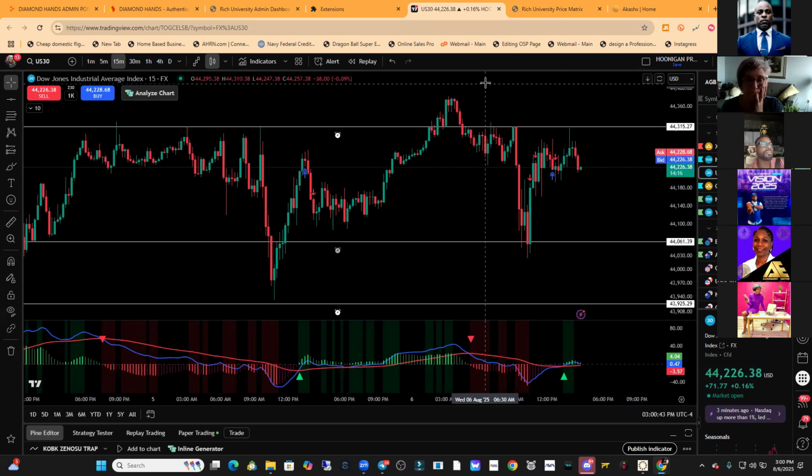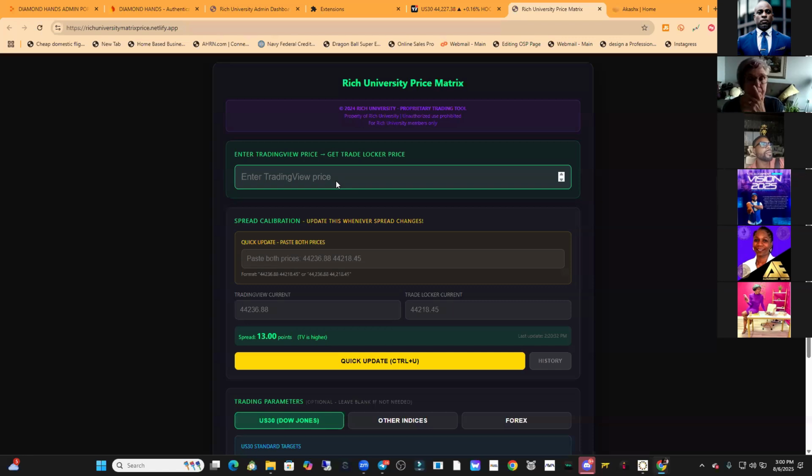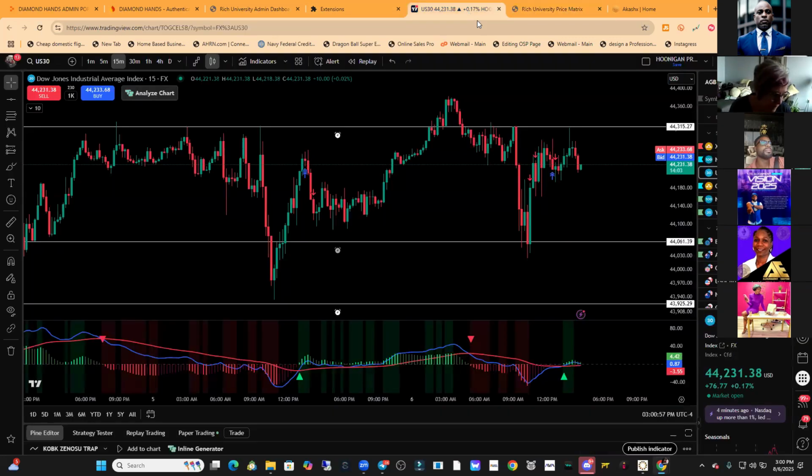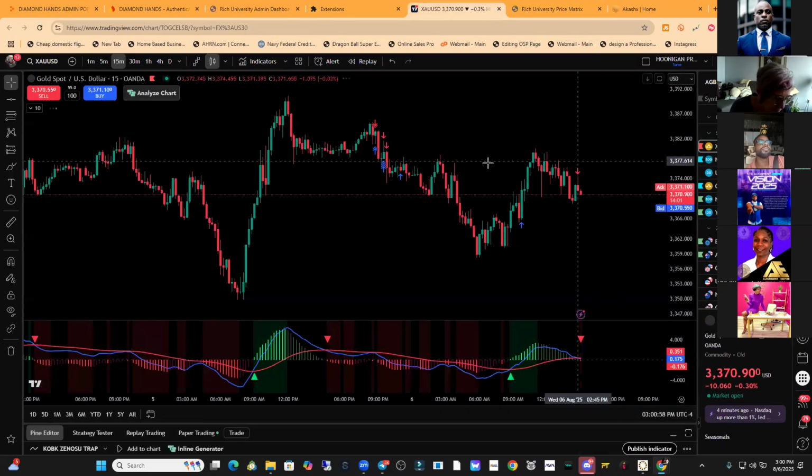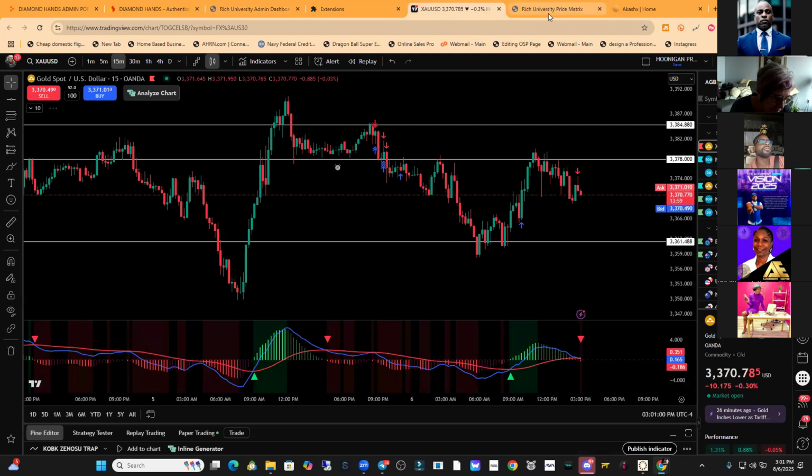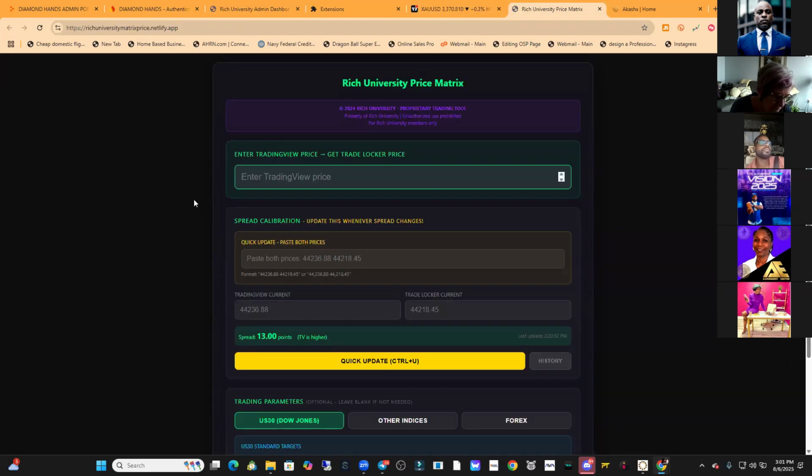The other thing is the tool that was created. Let me see. That's right here. So you guys know that there's a price difference on US30 and NAS. Let me switch over here real quick. Let's go to gold because I have it on my other chart. So what this does, and this is definitely for you as well.